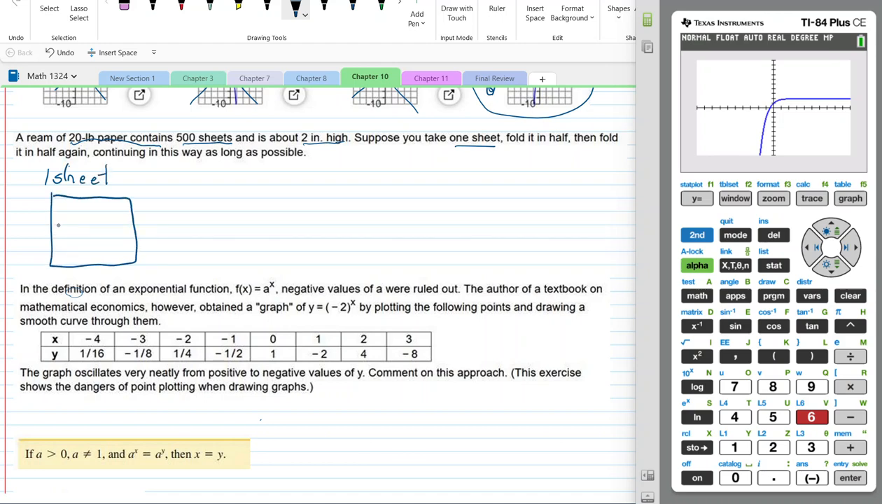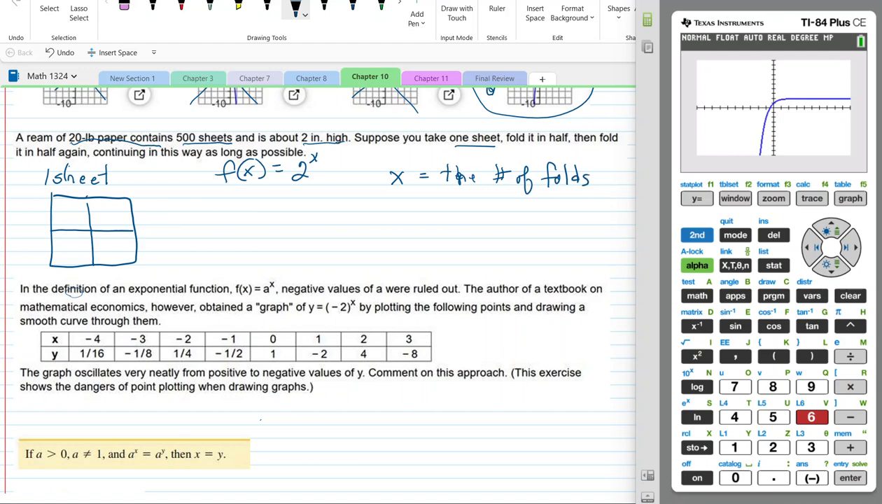If we cut it in half, or fold it in half, we have 2. If we fold it in quarters, we have 4. So the basic number is 2. So we have the function f of x equals 2 to the x, x being the number of folds.